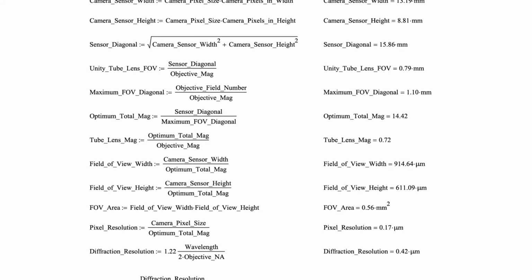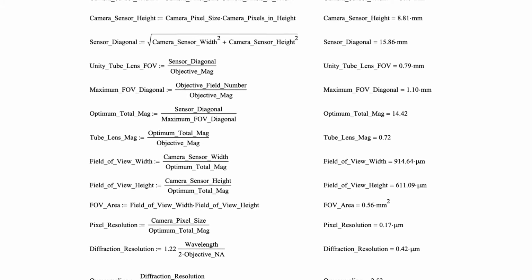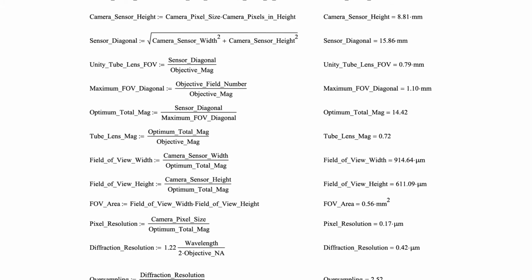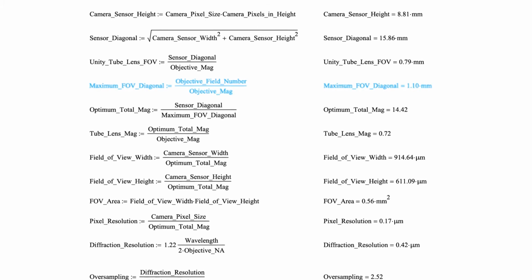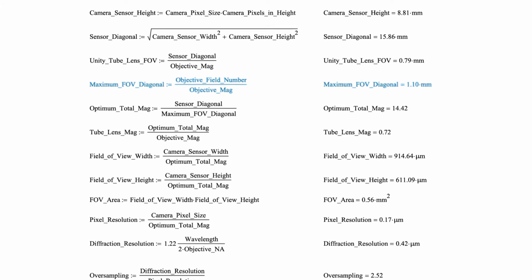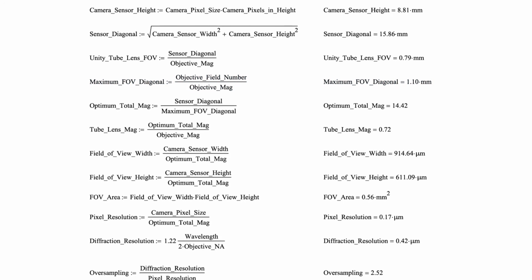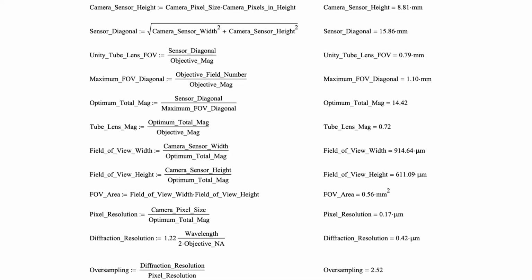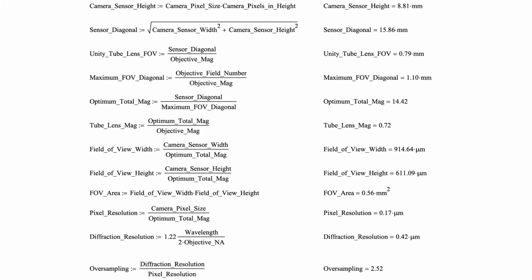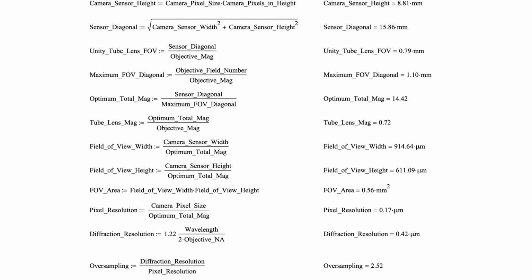The tube lens focal length can be varied so as to increase the size of the image in the field of view. And in this case, we're going to take the objective field number as if it were a larger sensor, divide it by the objective magnification. And in this case, we've got a field of view, which is 1.1 millimeters. So if our sensor was bigger, we could get a perfectly corrected field of 1.1 millimeters.